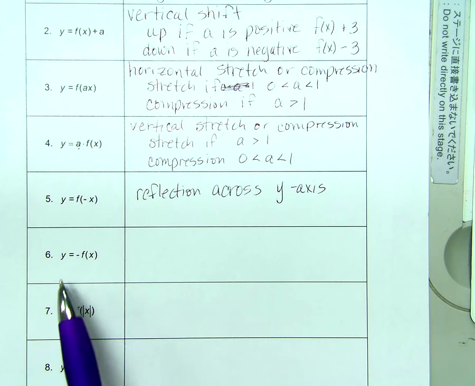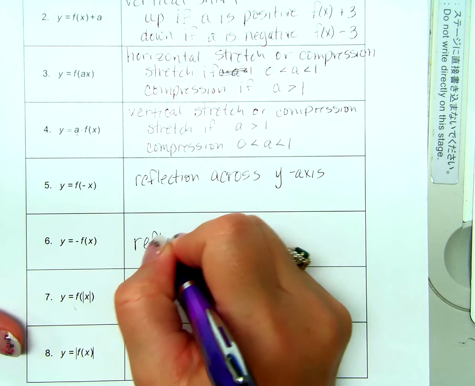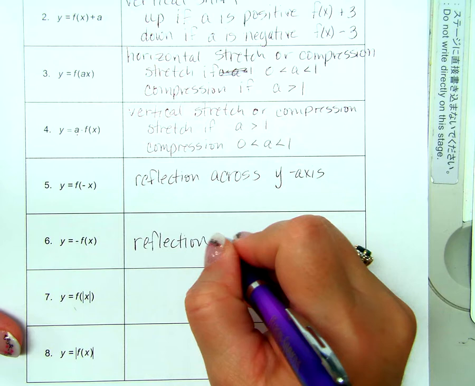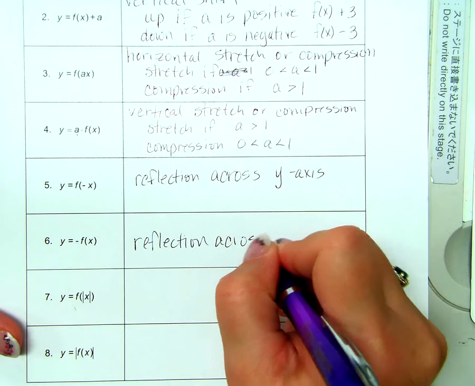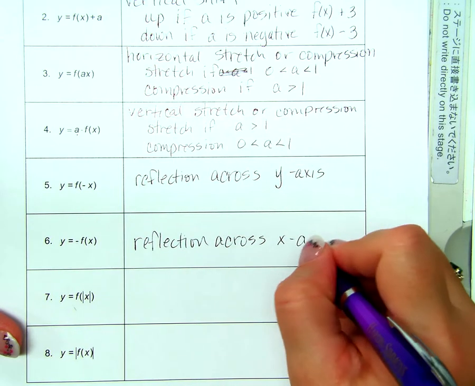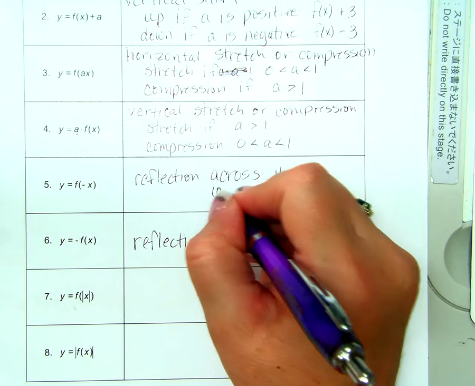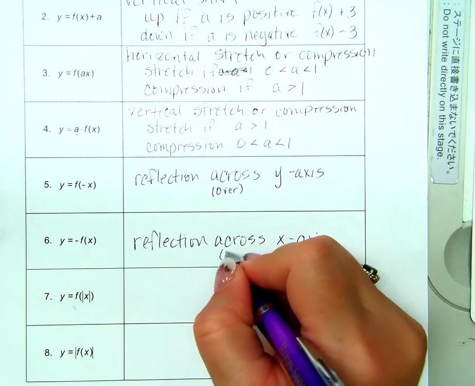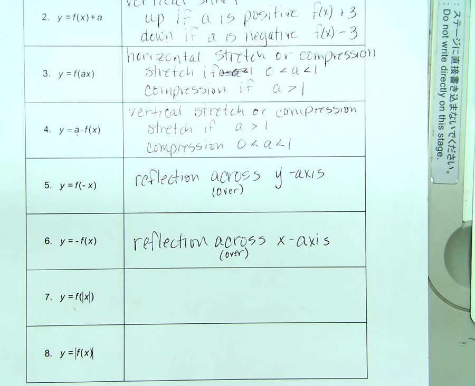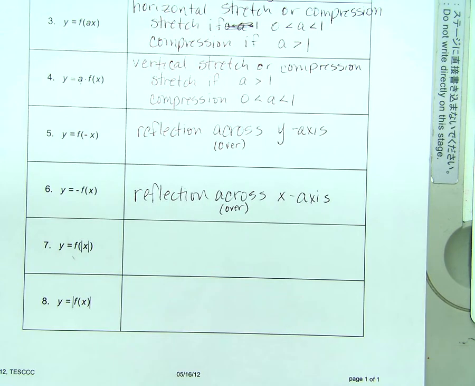Okay. So what about number 6? Yes, reflection across x-axis. Well, we'll keep that crazy kid happy and put over. Okay? So 7 and 8. Are you ready for 7 and 8?